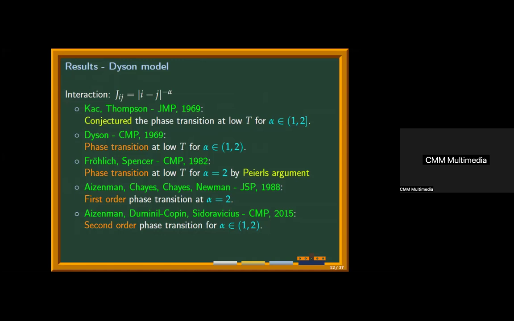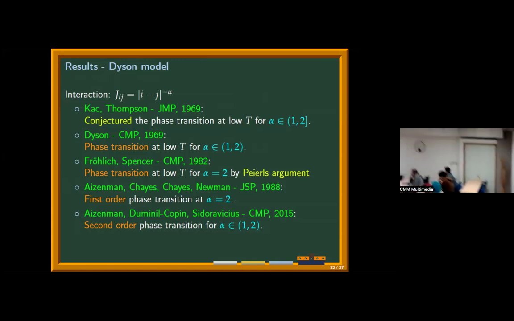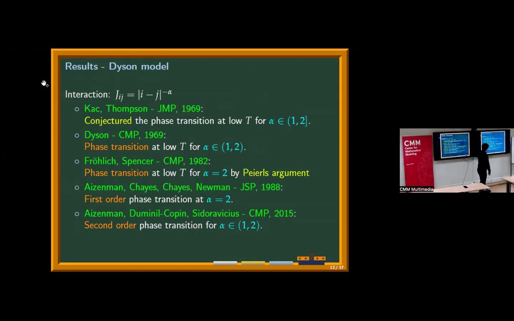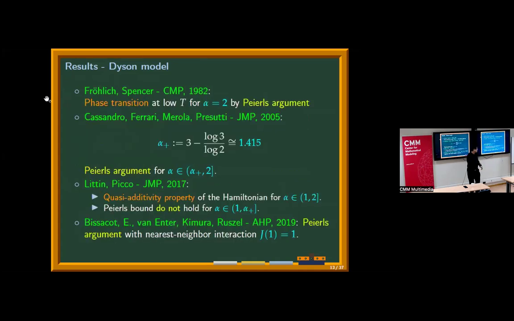On the other hand, later on, Fröhlich and Spencer completed the conjecture, showing that alpha equal to two does have phase transition at low temperature, and they used contours. They defined a notion of contours for this model. And here are the two results, just for completeness of the phase diagram. At the critical temperature, there is a phase transition for alpha equal to two, but at the critical temperature for alpha between one and two, there's no phase transition. There's a second order phase transition. But let us focus on the Peierls' argument.